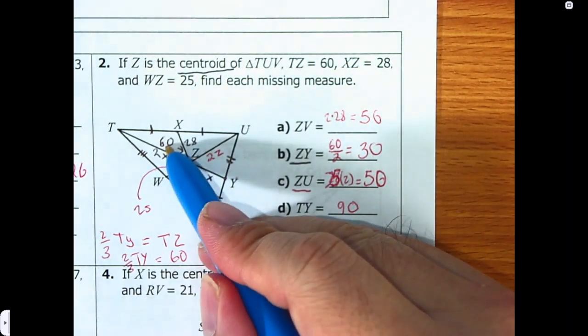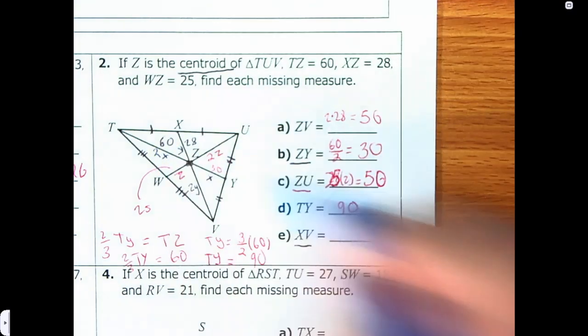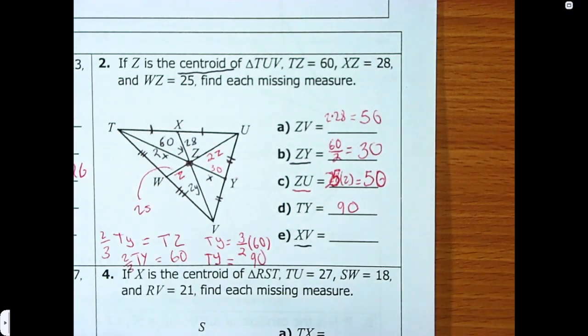Of course, you can divide 60 by 2 to find ZY, that is 30, and add the 60 to get 90. But algebraically, that's what we can do.